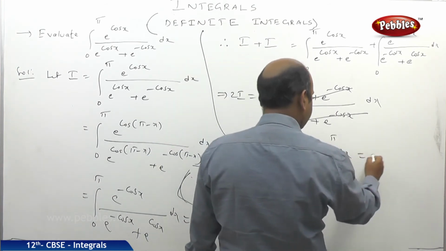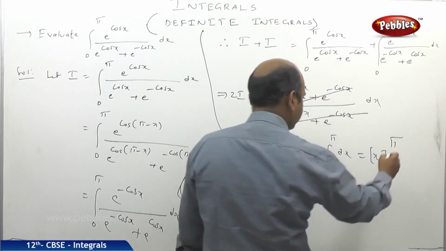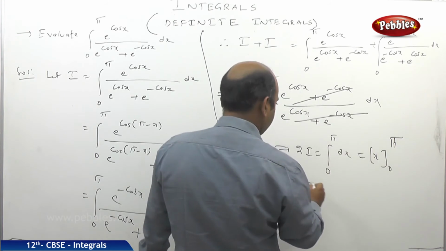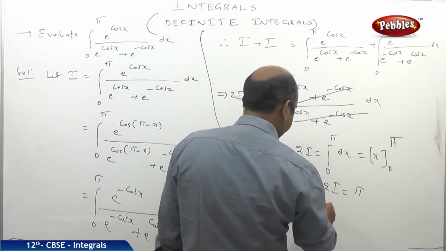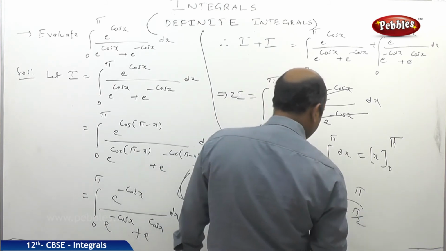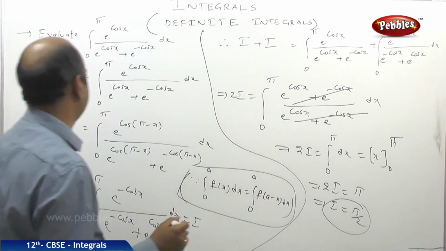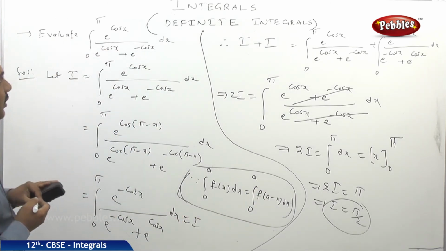But integral of dx means x, limits are ranging from where to where? 0 to pi. So what happens? 2I is equal to pi. So I is equal to pi by 2. Therefore, what will be our answer? I is equal to pi by 2. The I means what? Integral 0 to pi e power cos x upon e power cos x plus e power minus cos x dx. Therefore, I will be equal to pi by 2.